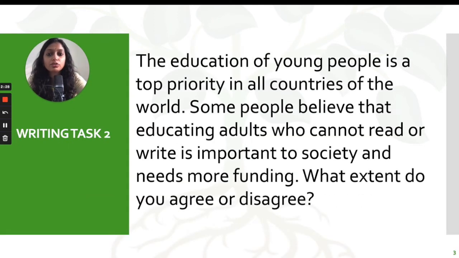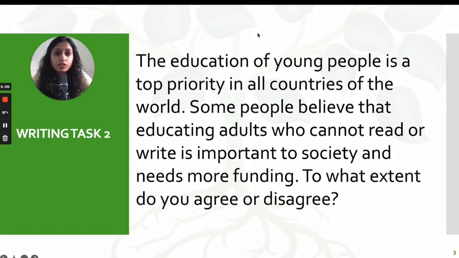Let's move ahead to task 2 because that's what you are all waiting for. So this was a question: the education of young people is a top priority in all countries of the world. Some people believe that educating adults who cannot read or write is important to the society and needs more funding. To what extent do you agree or disagree?